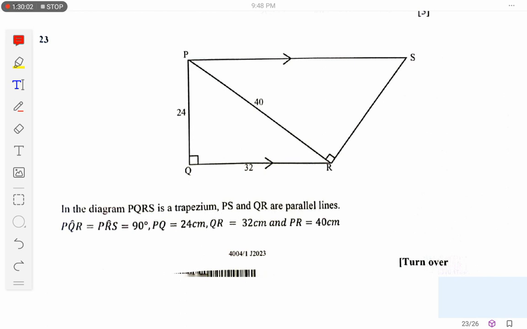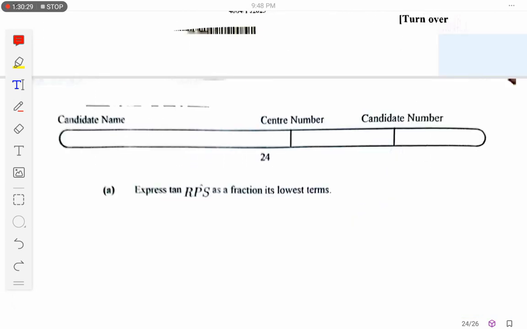Okay, number 23, we've got this trapezium. This is a trapezium, guys, PQRS. And PS and PQ are parallel. The parallels are shown by these arrows there. Then we are given the angle. This one is 90 degrees. Then PQ is 24, QR is 32, PR is 40 centimeters. Okay, fine. Let's go on.